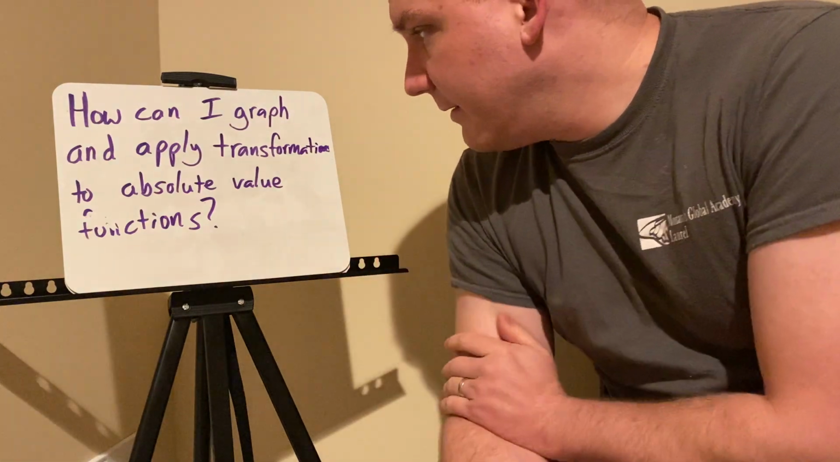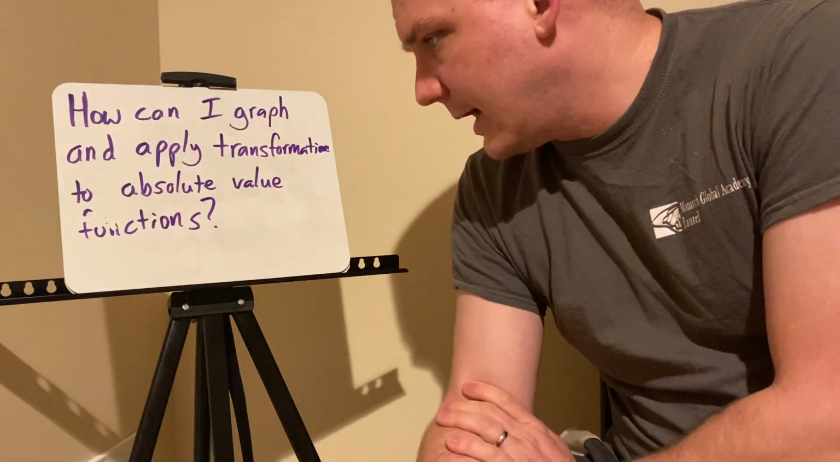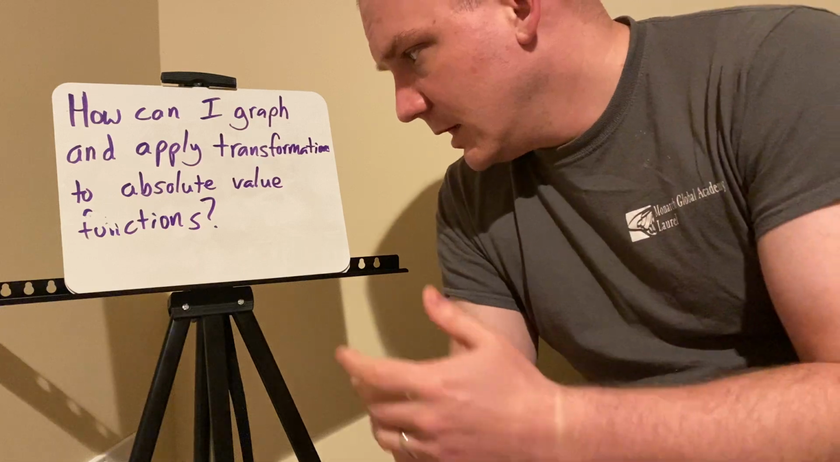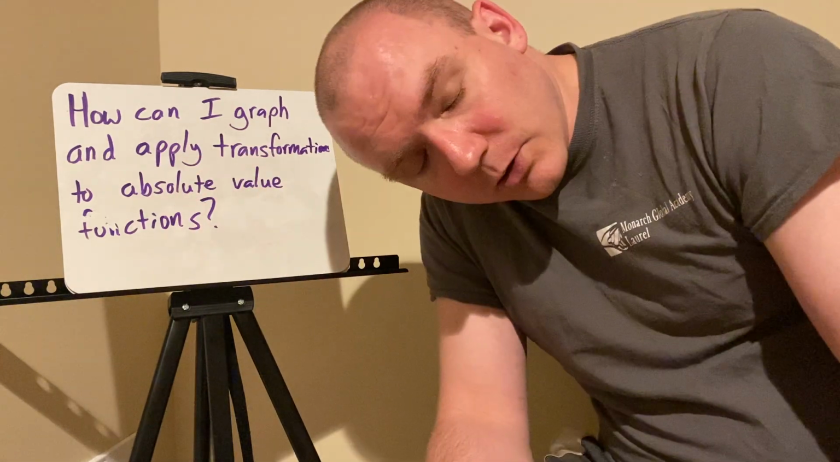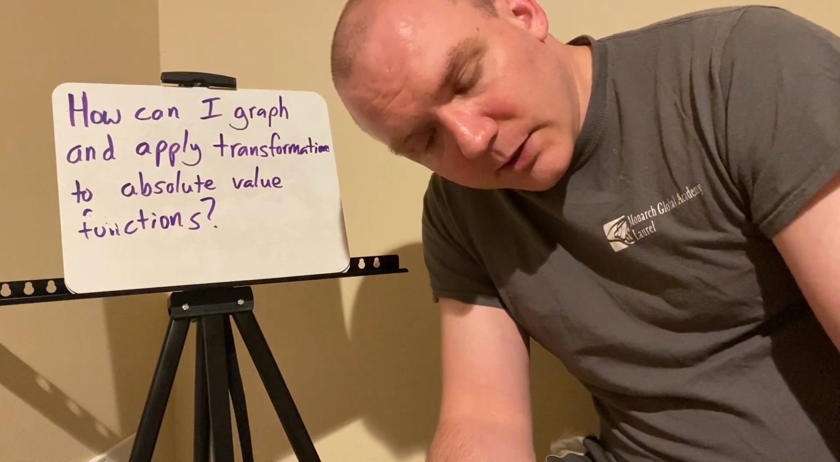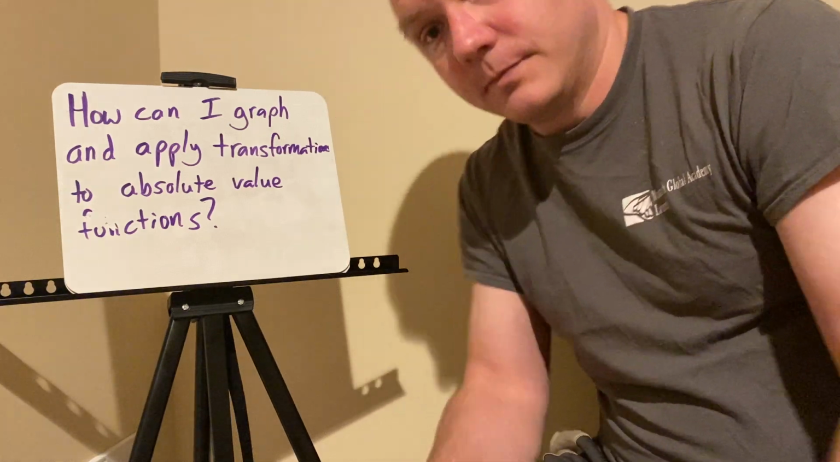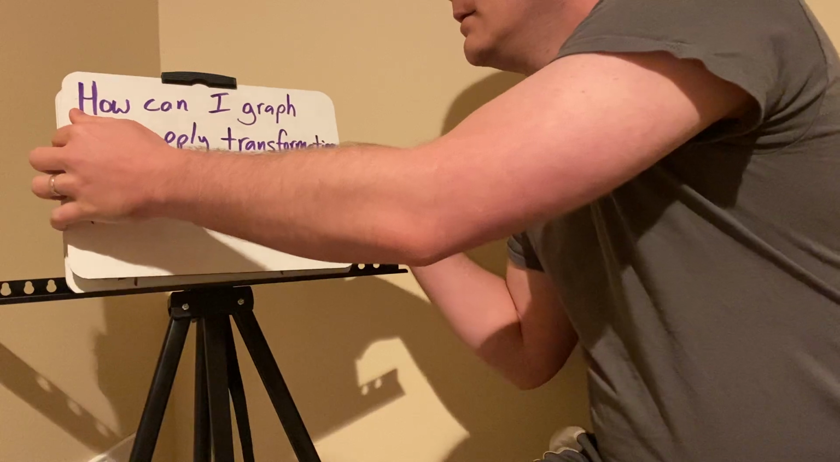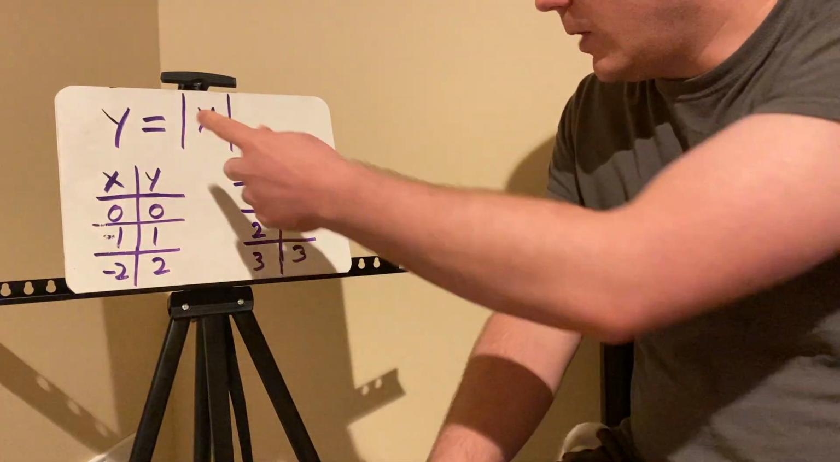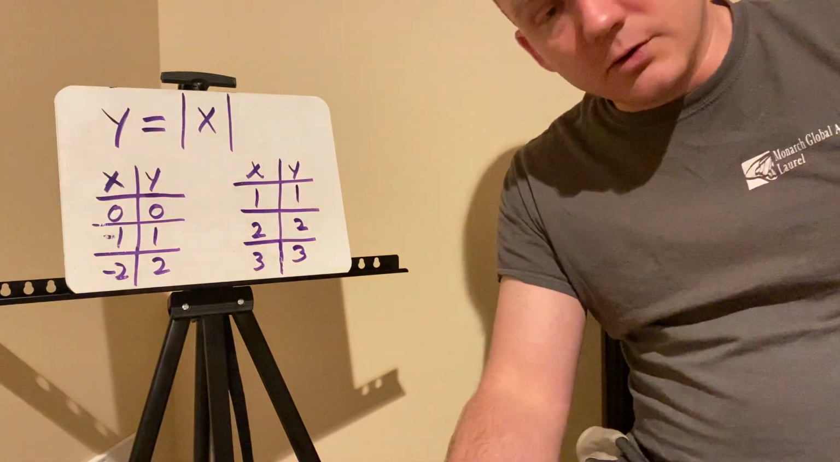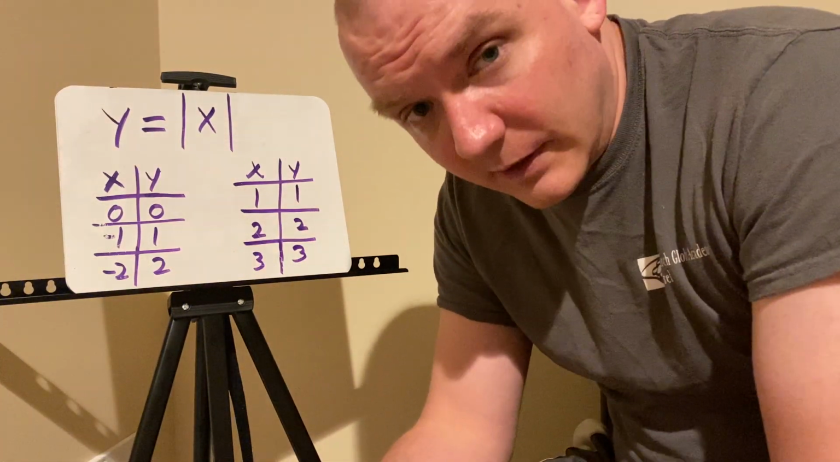How can I graph and apply transformations to absolute value functions? There's two big things here. We're talking about just absolute value functions, what they look like and how to graph them, and then also the transformations of them. So the parent function here is going to be y equals the absolute value of x, or f of x equals the absolute value of x.